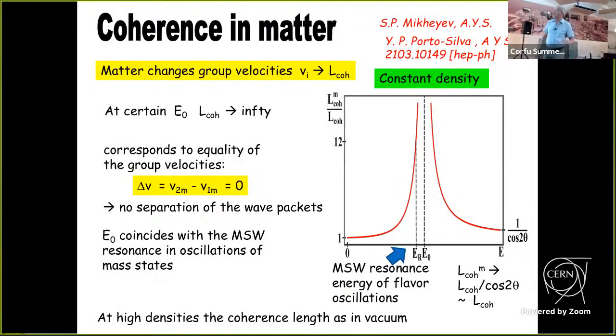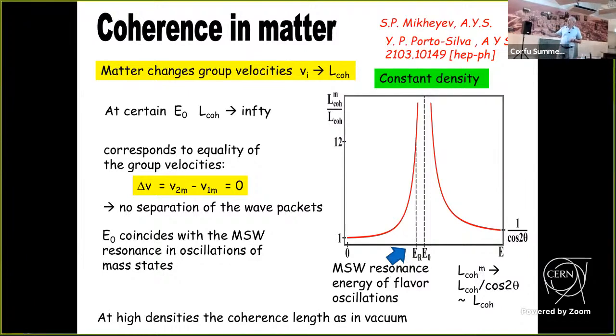Now, what we did is to study coherence in matter. In matter, the group velocity changes, and therefore the coherence length changes. What is interesting is that in matter, you may have infinite coherence lengths, so that your neutrinos will just propagate and oscillate forever. There is no averaging effect. And that corresponds to equality of the group velocities. So in matter, you may have equal group velocities of the eigenstates of propagation, although the masses are different in vacuum. And therefore, there is no separation of the wave packets. And you see here the ratio of the coherence length in medium over the coherence length in vacuum as a function of energy. And you see that at a certain energy, this ratio becomes infinite. This is in the constant density case.